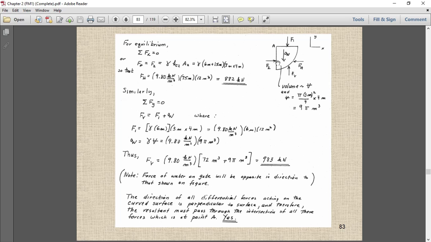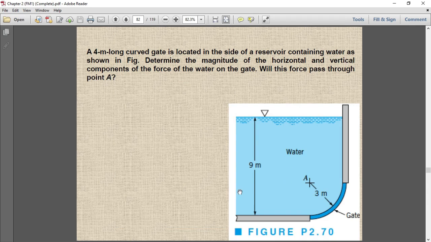So this is the x direction and this is the y direction. We consider the net force acting in the x direction, which is equal to FH, equal to F2. F2 is equal to gamma into hc into A2, where gamma is the specific weight of the fluid. What is hc? hc is the height from the centroid to the free surface. You can see this is 9 meter and this is 3 meter, so this is going to be 6 meter from the top of the curve, and the centroid is at half.